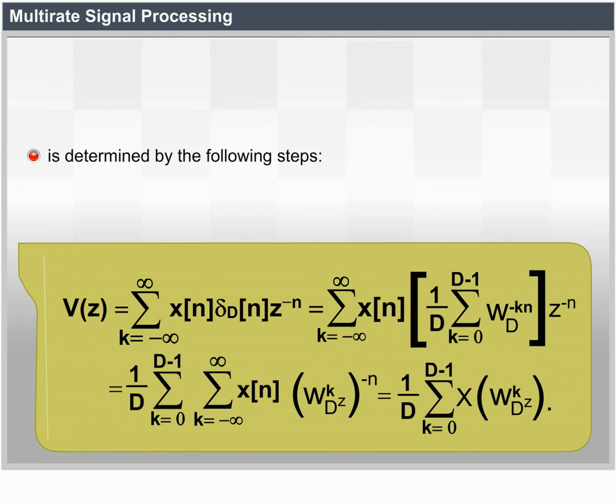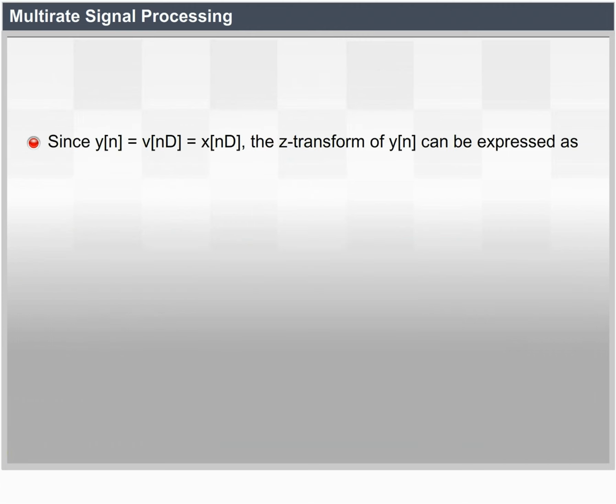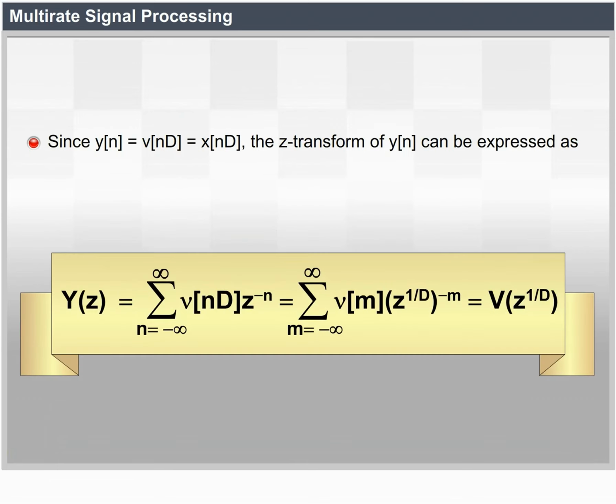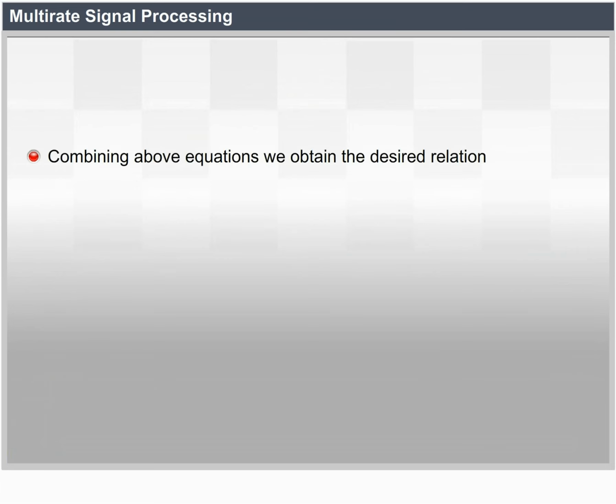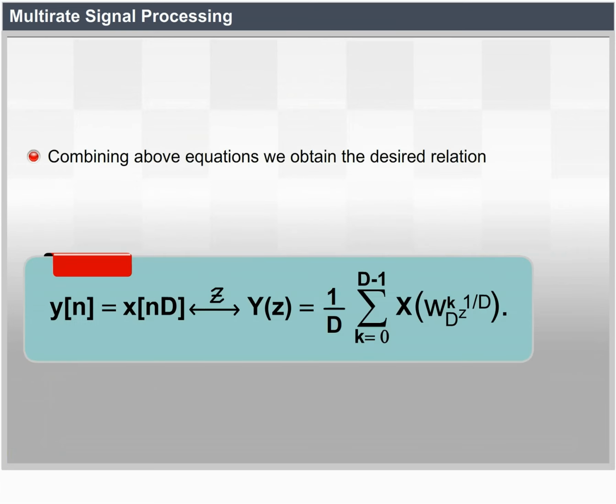Since y(n) = v(nD) = x(nD), the z-transform of y(n) can be expressed as Y(z) = Σ v(nD)z^{−n} = Σ v(m)(z^{1/D})^{−m} = V(z^{1/D}). Combining the above equations, we obtain the desired relation for y(n) = x(nD): Y(z) = (1/D) Σ_{k=0}^{D−1} X(W_D^k z^{1/D}).